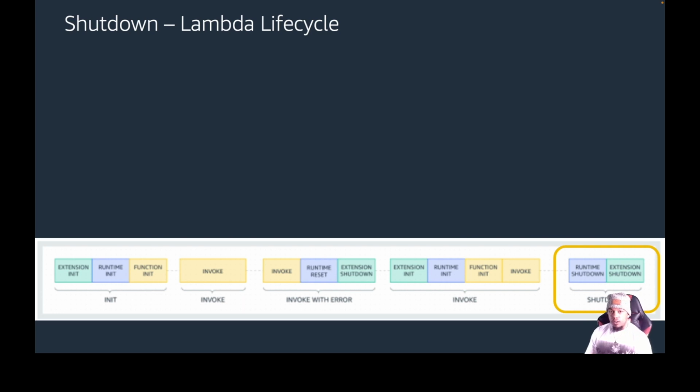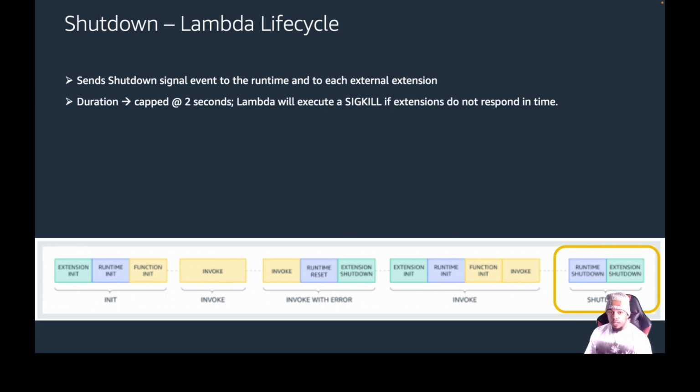So let's talk about the shutdown lifecycle phase, which is pretty straightforward. Lambda will send a shutdown event to the runtime and each external extension, very similar to what you saw in the invoke with error phase. Even in the image below, you can see the similarities between shutdown and invoke with error. The duration of the shutdown is capped at 2 seconds. Lambda will execute a SIGKILL if the extensions do not respond in time. So it's very important that if you have any extensions that are still going to run after the function is completed, you ensure that they are done within 2 seconds so there are no loose processes within your application.